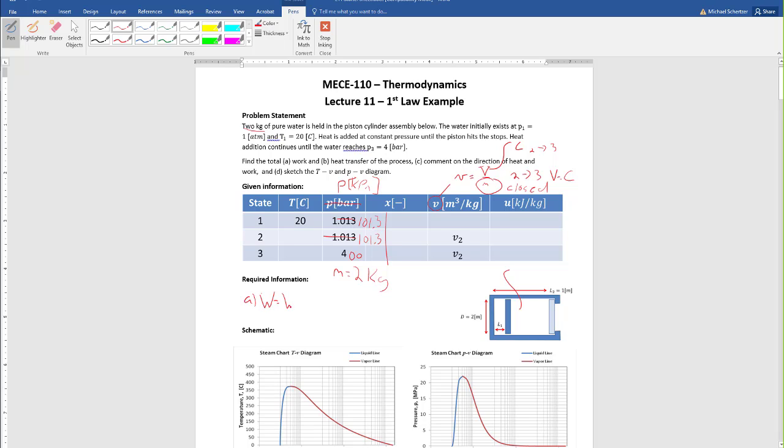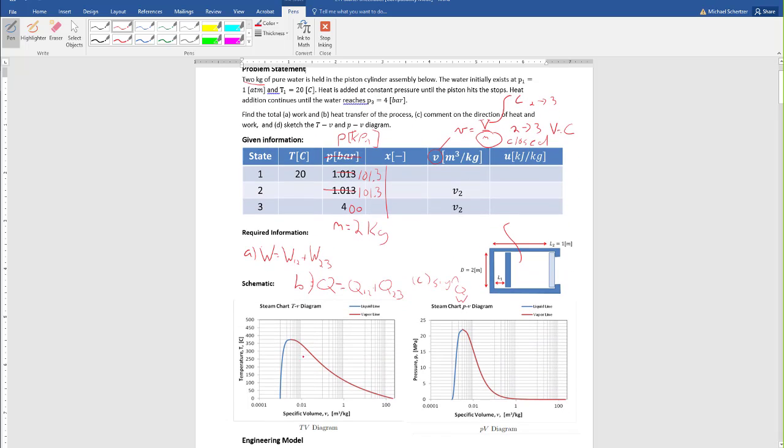Which is going to be the sum of work from 1 to 2 plus work from 2 to 3. B, we're going to want the total heat transfer. And the total heat transfer is going to be Q from 1 to 2 plus Q from 2 to 3. And then we're asked to comment on the direction, C, so the sign of Q and W, right? And then we're asked to sketch on the TV and PV diagrams here.